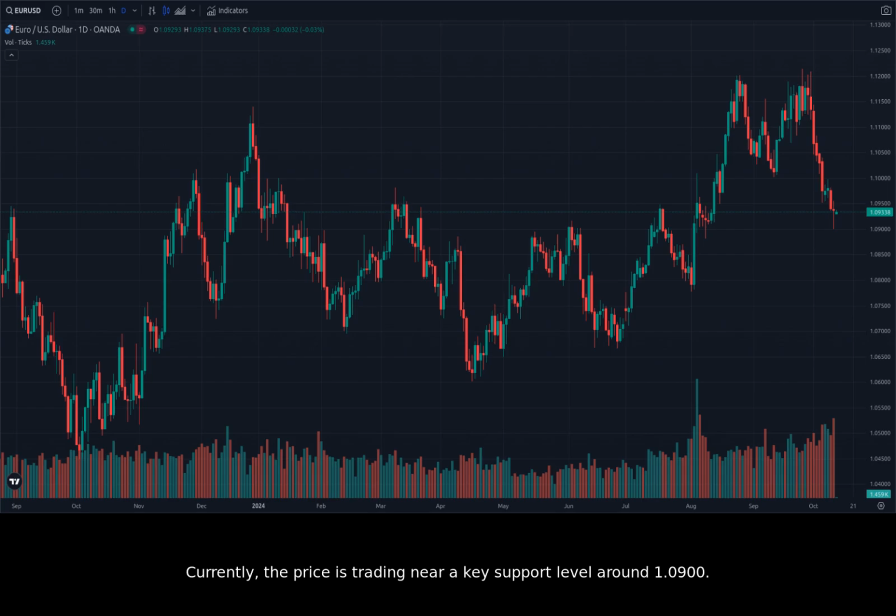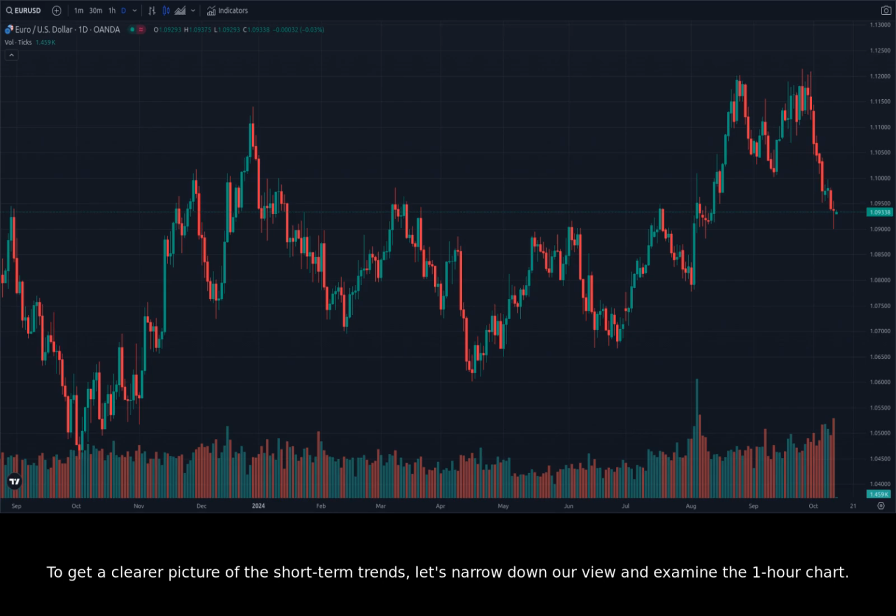Currently, the price is trading near a key support level around 1.0900. If this level breaks, it could signal a further decline in the EURUSD. However, if the price manages to hold above 1.0900, it could indicate a potential shift in momentum.